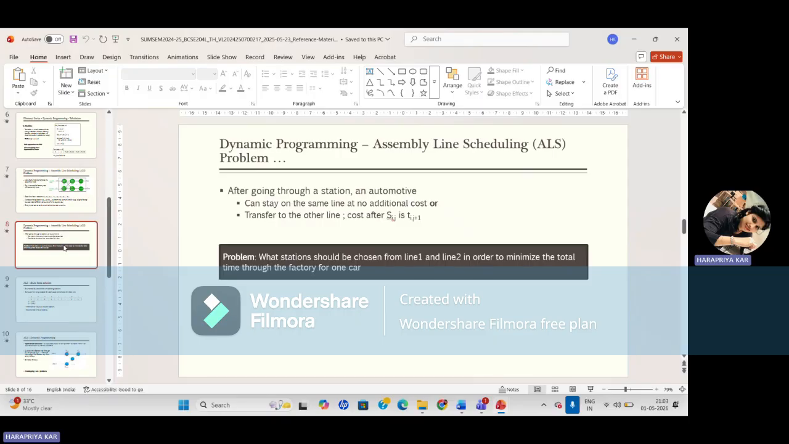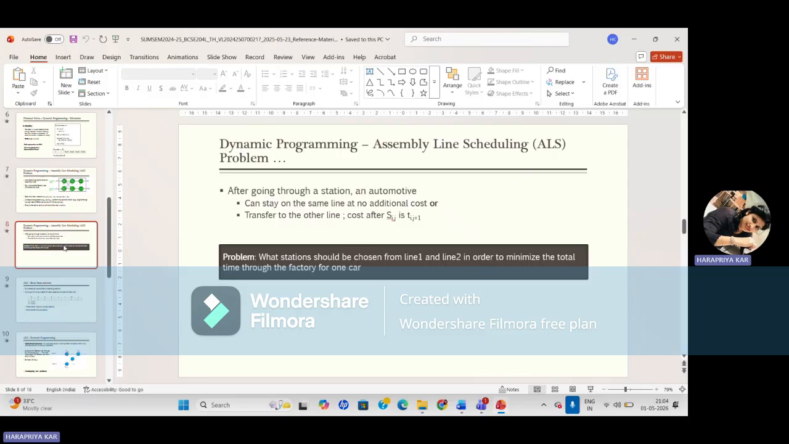In this programming, first of all, we are going to reduce the time as well as the cost. Transferring to the other line after Si,j costs ti,j+1. Then it is analyzed through the recurrence of the time. The problem is: which stations should be chosen from line 1 and line 2 in order to minimize the total time through the factory for one car?